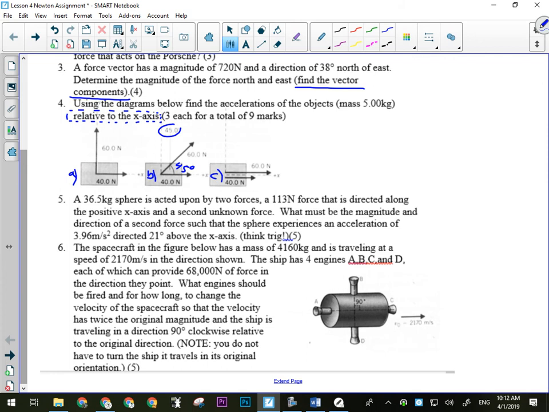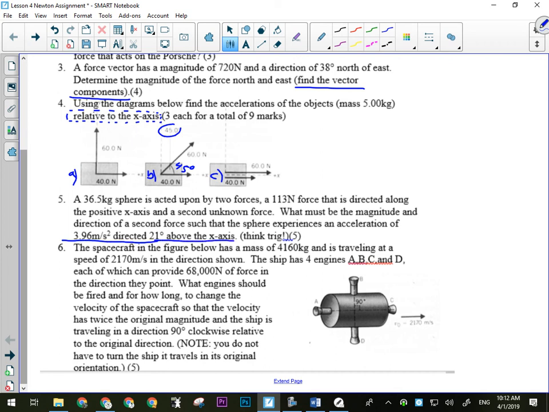Number 5 is telling you that you have a 36.5 kilogram sphere and there are 2 forces acting on it. One of those forces is 113 newtons and it's directed along the positive x-axis, so it's horizontal. And then there's a second unknown force. What's the magnitude and direction of that force if the sphere is accelerating at 3.96 meters per second squared, 21 degrees above the x-axis?